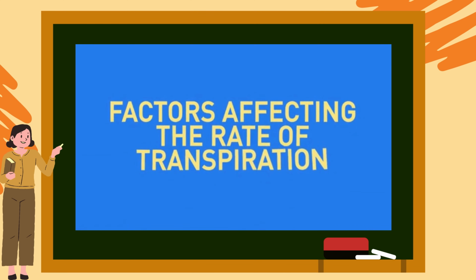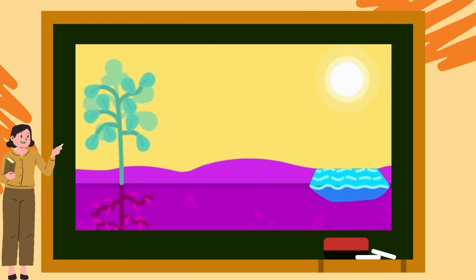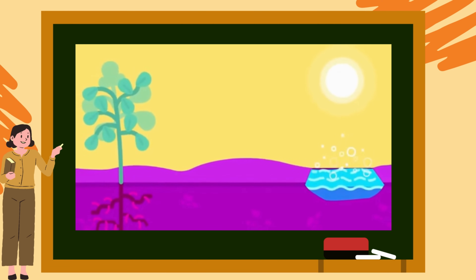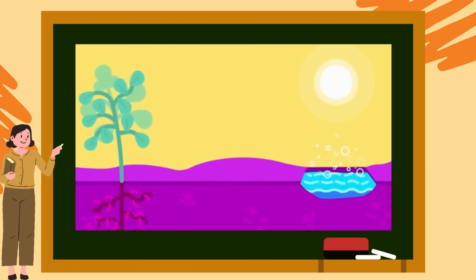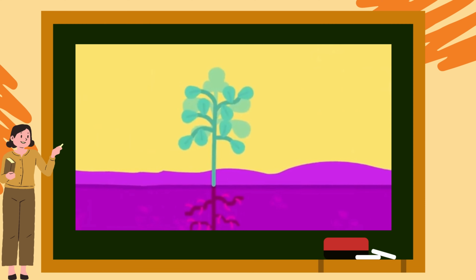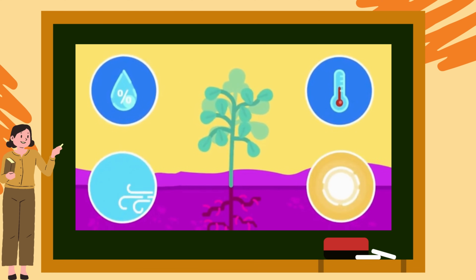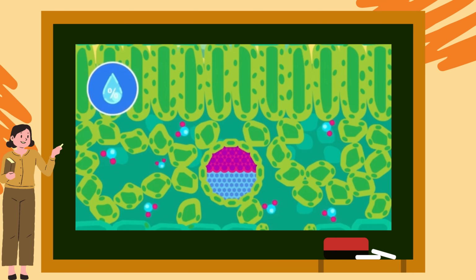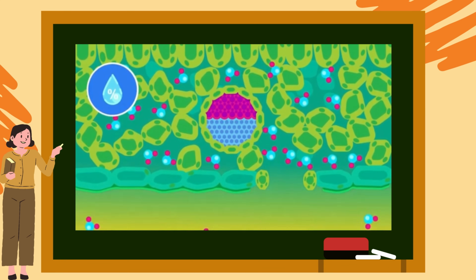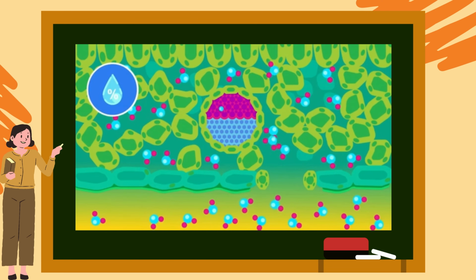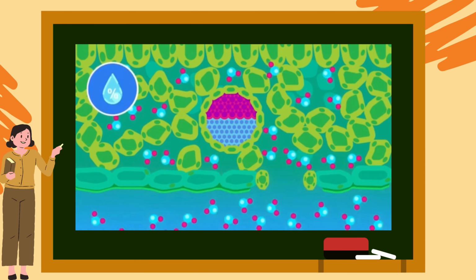Factors affecting the rate of transpiration. Transpiration depends on evaporation. Therefore, factors affecting the rate of evaporation also affect the rate of transpiration. These factors are humidity, temperature, strong wind, and light. Humidity of air: the intercellular spaces in the leaf are normally saturated with water vapor. If the outside air is dry, water vapor will diffuse more rapidly out of the leaves. That is, the rate of transpiration will increase. Whereas if the air is damp or humid, evaporation is limited. The more humid the air is, the slower the rate of transpiration.